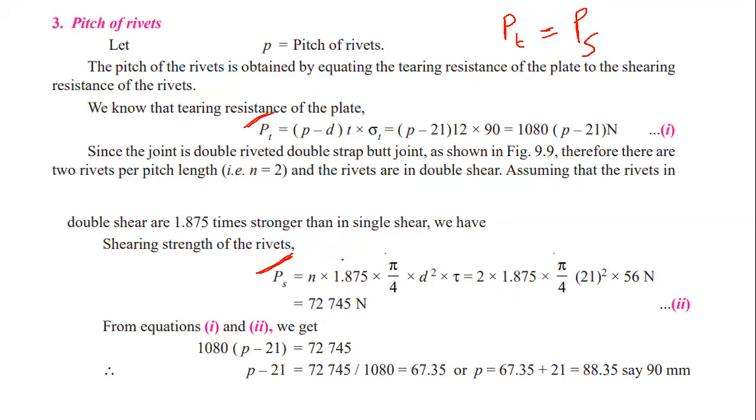Here you have to consider double shear for boilers. This is the formula for boilers: 1.875 for double shear. From these two equations, equation 1 and 2, you can get the value of pitch. Here the pitch value is 90 mm.